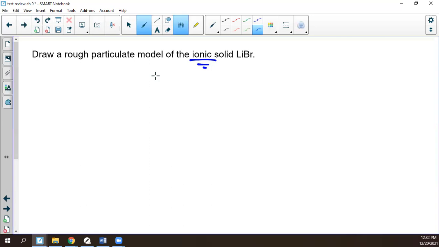It's definitely on the AP Classroom. It's called Ionic Structure or something like that. Once you see this, it's very easy. It really is. Okay, are we ready?